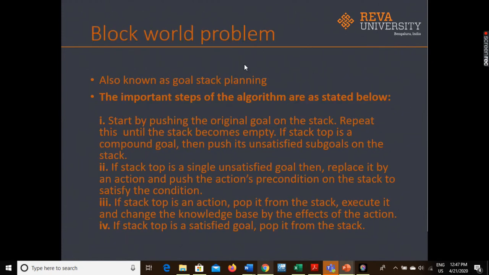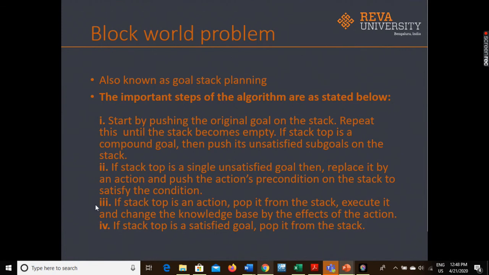Now the important steps in this particular algorithm are: start by pushing the original goal onto the stack. So we should be aware of the goal state that we need to achieve. Repeat this until the stack becomes empty. If the stack top is a compound goal, then push its unsatisfied sub-goals on the stack. If the stack top is an unsatisfied single goal, then replace it by an action. And then push the action's precondition onto the stack to satisfy the condition.